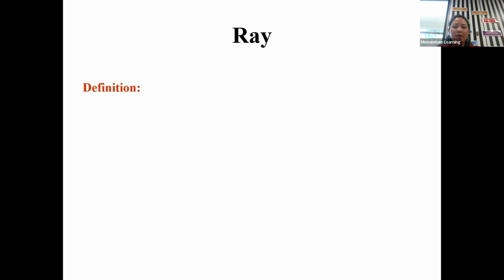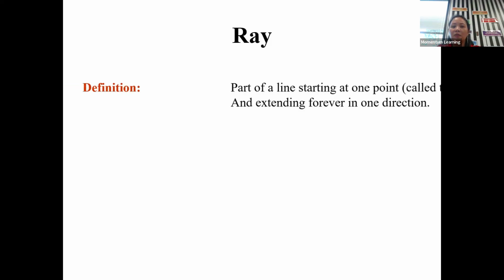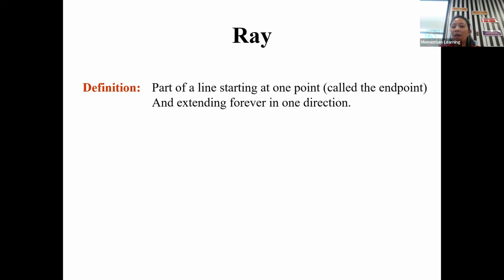So what is a ray? Definition. It's a part of the line that starts at one point. We call that an endpoint. And it extends forever in one direction. So here it says it's a starting point. Then why do we call it the endpoint here? With geometry, anything that has an end is called an endpoint. So whether it's the beginning or the end, it's still called an endpoint. And it says it extends forever in one direction.